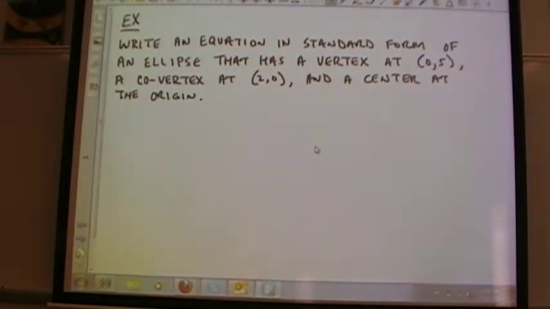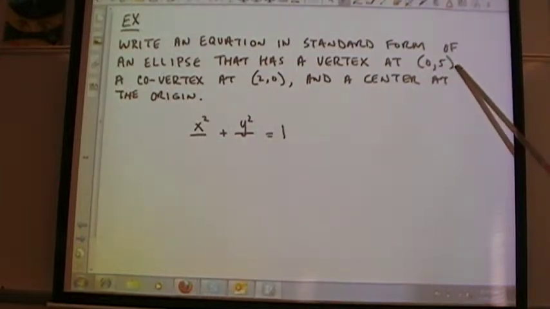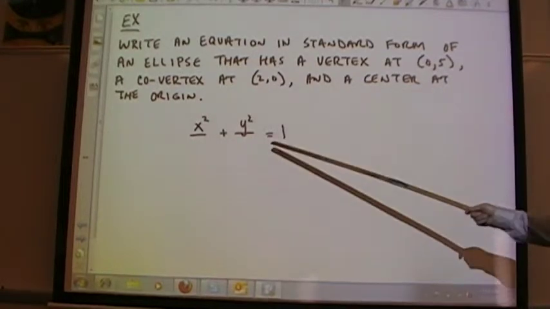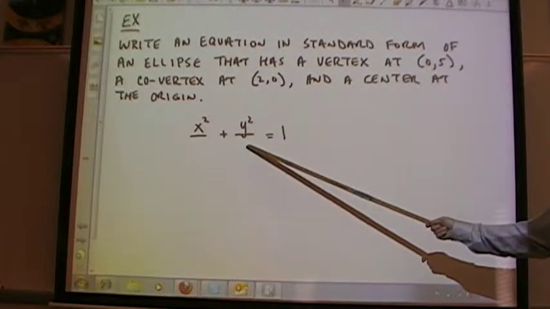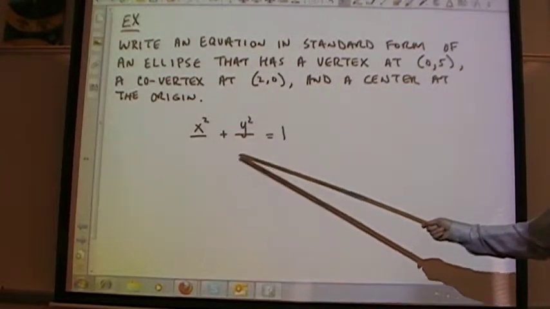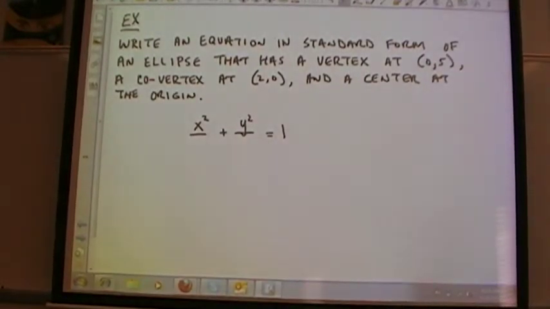All right, so here, this is very simple. We already said that x and y don't switch, correct? So you know this part, x squared over something plus y squared over something equals 1 is standard form. So we got to figure out what that something and something is, and you're done. But since the 5 is in the y spot, what does that tell you to put under y? 5 squared, which is 25.